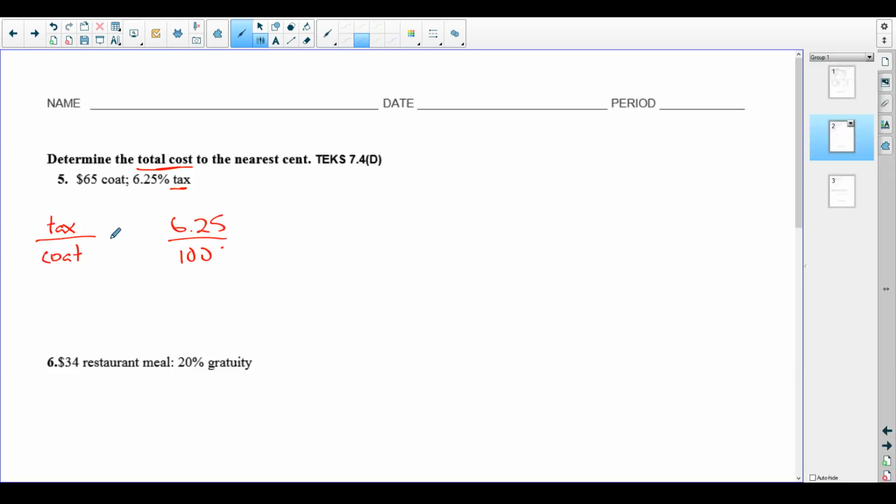Okay. So what do we know about the coat? We know it costs $65. So we don't know how much that tax is, we call it X. So again, we have a proportion that we can cross multiply. So these are actually a little bit easier because the hard part is the multiplying, and then dividing by 100 is pretty easy. So what's 6.25 times 65?